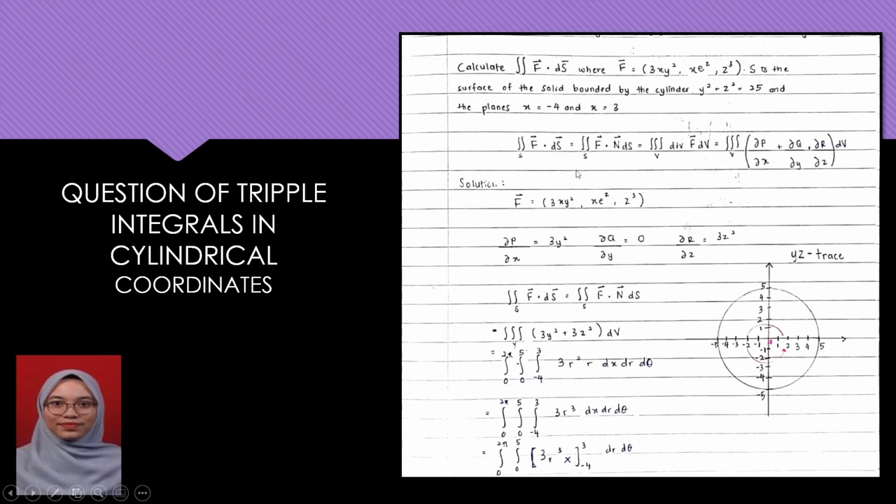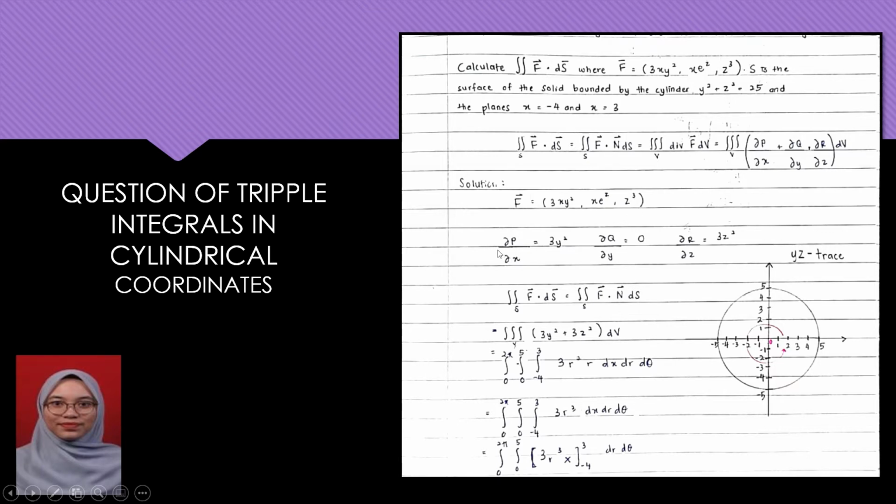So the flux integral is often expressed in one of these forms, which is equal to the triple integral over the region V of the divergence of the vector field F dV, which can also be expressed in this form. So for the solution, F equals 3xy squared is P, x to the power of z is Q, and z to the power of 3 is R.